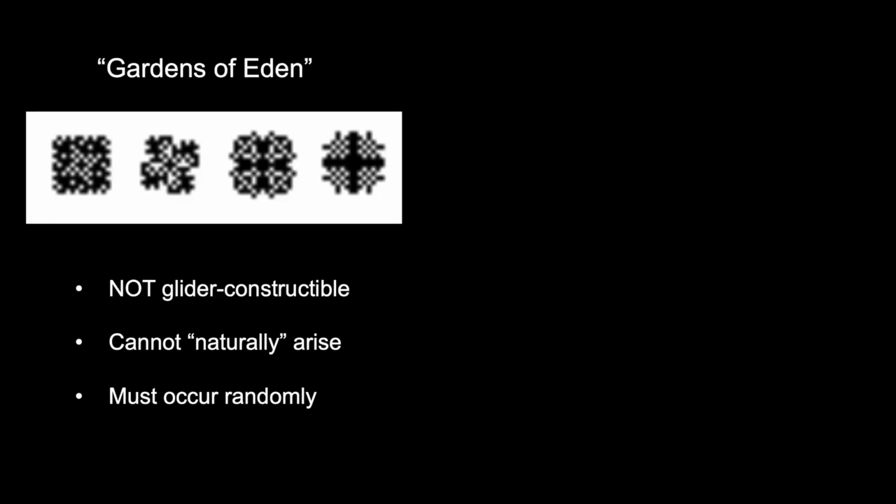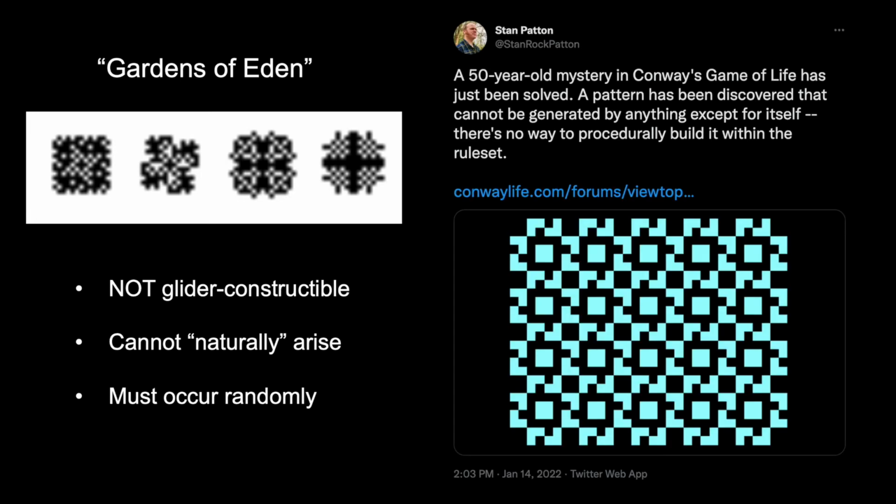One last thing I want to mention from the Game of Life. Gardens of Eden. There are patterns that have no parents, meaning they cannot arise from other patterns or the interaction of other patterns. They're not glider constructible, they cannot naturally arise. So these patterns need to occur as is from a random process. Most of these Gardens of Eden are not stable structures. They disappear eventually. But recently the community found a stable structure, or still life, that cannot be procedurally built. It took this community years to find the pattern.